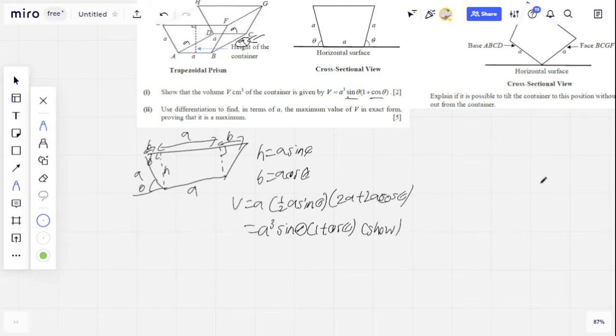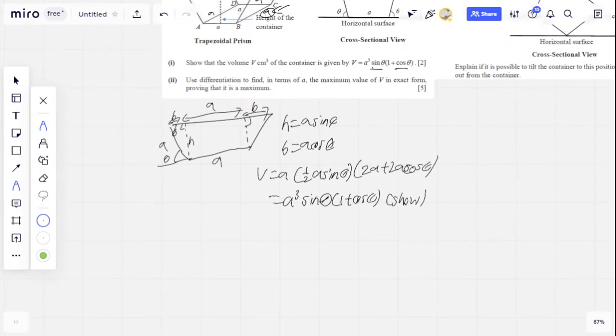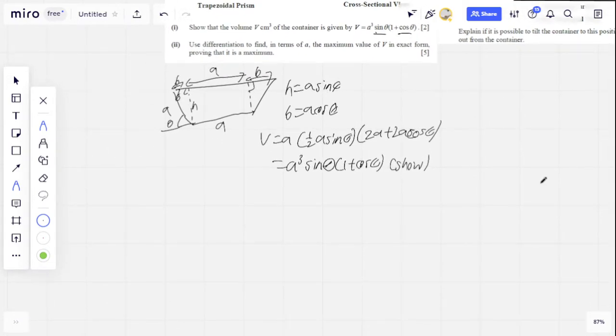Next, using differentiation, find the maximum value of V in exact form. Clearly you're going to differentiate with respect to theta, because a is a constant. You don't differentiate with respect to a constant, so a cubed remains as a cubed. Now we settle sine theta and the rest. First, I use the product rule: differentiate sine theta first, so I get back cosine theta, then times the other factor, 1 plus cosine theta.